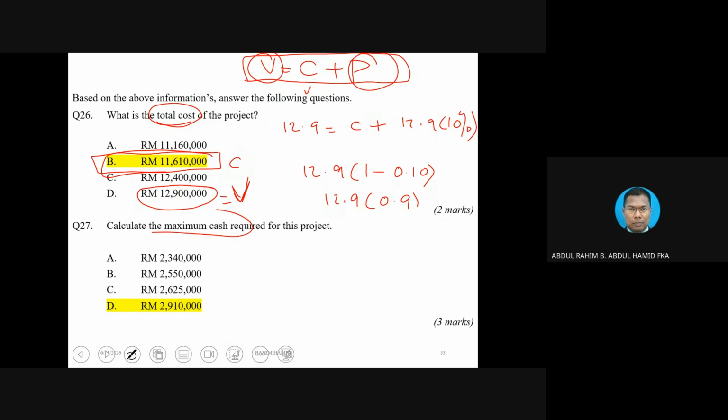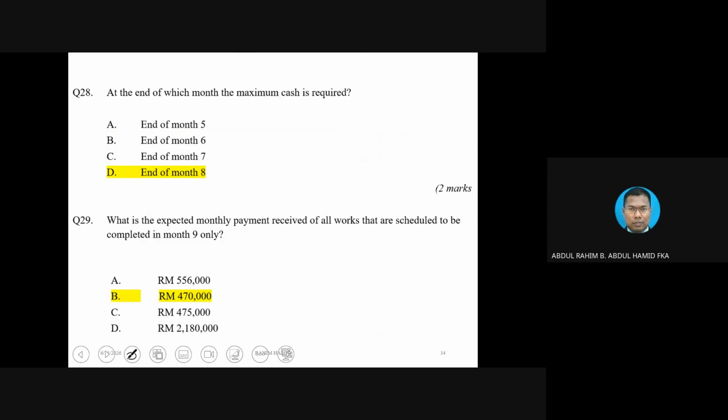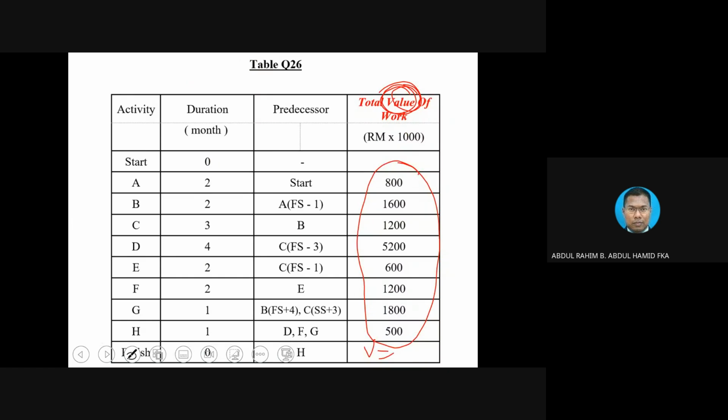And then the second question will be asking about maximum cash. And the third question, when you get the maximum cash, of course, automatically you will get which month. And then this is the extra question. It's asking monthly payment received for the specific month. Okay. So how to start the works? First thing first, you notice the predecessor is given. So you need to construct the bar chart. That is the first thing that you do.